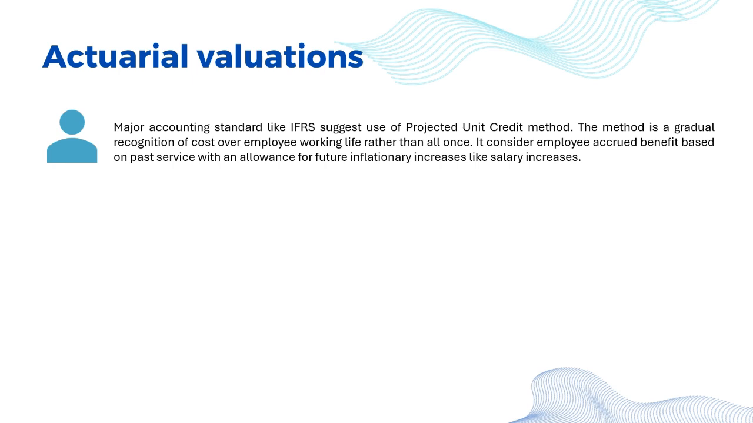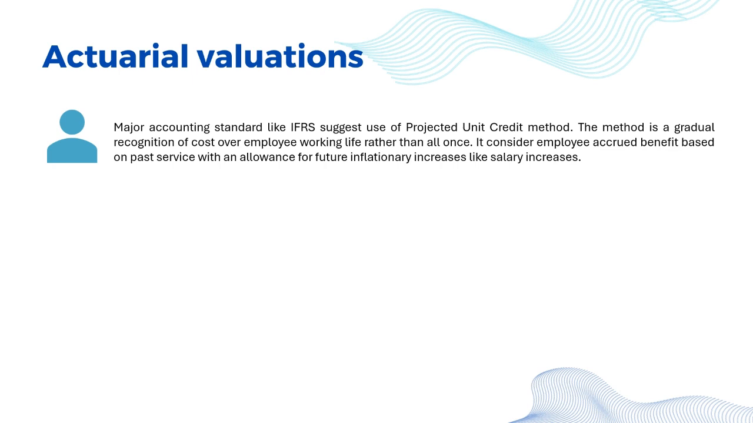Having examined various future points of benefit payments, let's now consider the amount of benefit to be included in the valuation. The primary purpose of end-of-service benefit valuation for Saudi entities is to report financials for account preparation. Major accounting standards, such as IFRS and US GAAP, recommend the use of the projected unit credit (PUC) method. This method gradually recognizes costs over an employee's working life, rather than recognizing the entire cost at once.